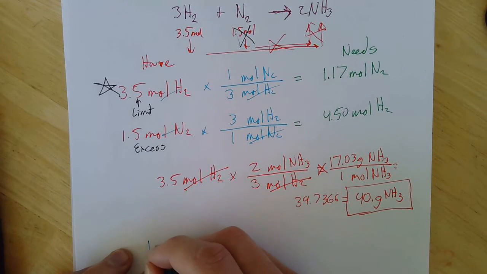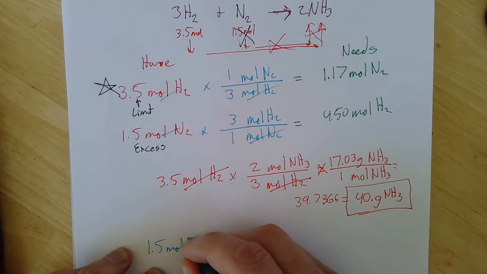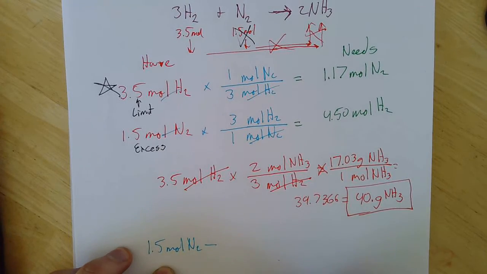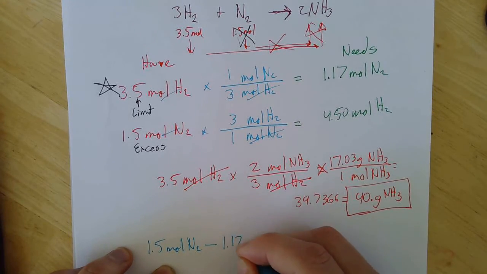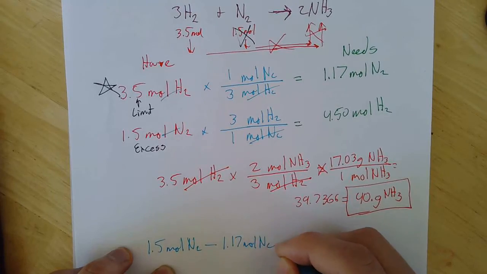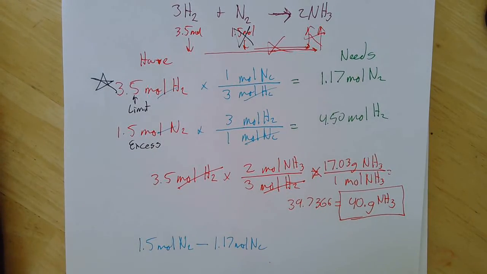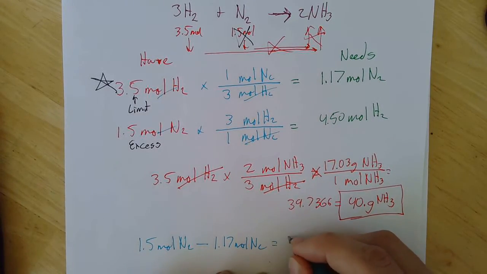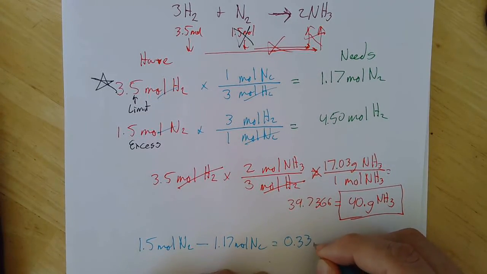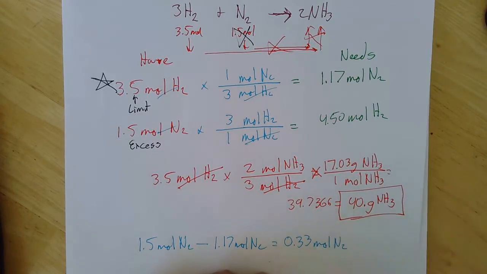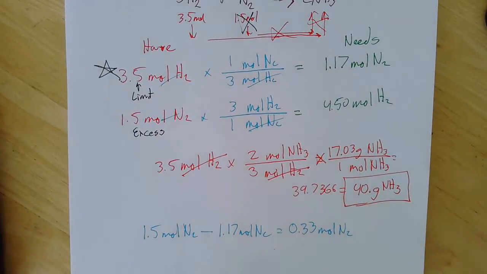So in this case, I have 1.5 moles of N2. And what I used, I'm going to subtract out. So I used up, or I needed, 1.17 moles of N2. Now we can do this because they have the same units. So when I subtract the two, I end up with 0.33 moles of N2. Now, I'm going to save that for the next problem, but if we wanted to, we could convert that to grams by multiplying by its molar mass, and we would have that there. But this is our first limiting reactant problem.